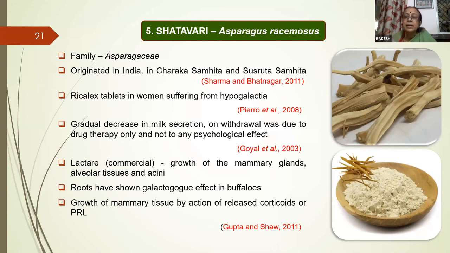This has been used by our department in the PhD research work on Shatavari in 3 doses, 25 grams, 50 grams, and 100 grams in buffaloes. One of our colleagues did this research in buffaloes, and he said that 100 grams is the suitable dose for buffaloes. It increases the fat percentage and milk yield. There is growth of mammary tissues by the action of released corticoids or prolactin.